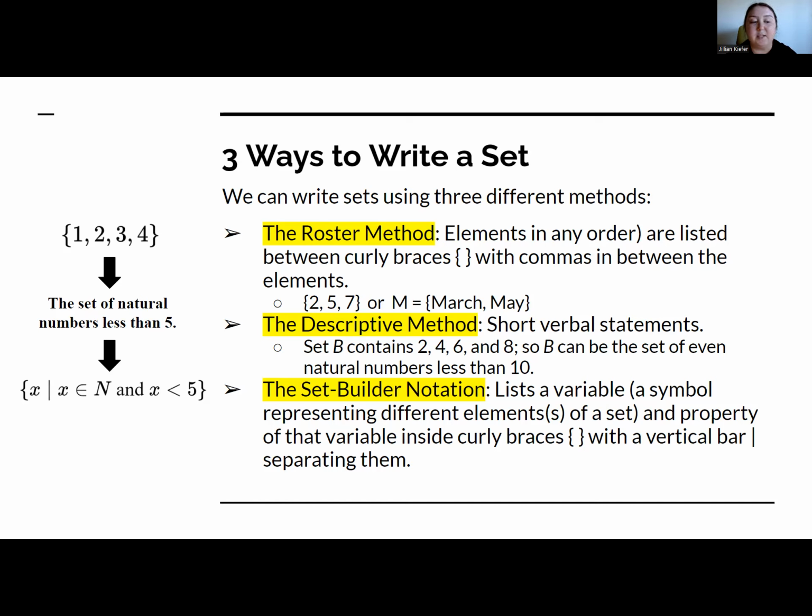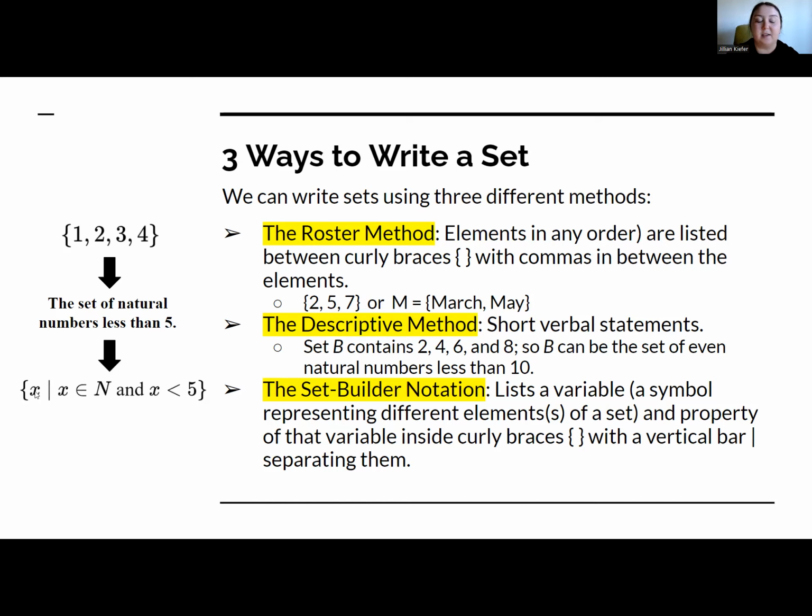Then the last one is our set builder notation. Our set builder notation also gets written in curly braces. We start off by labeling our variable, whatever that variable is. It's up to you to decide what that variable is; X is usually the easiest one.